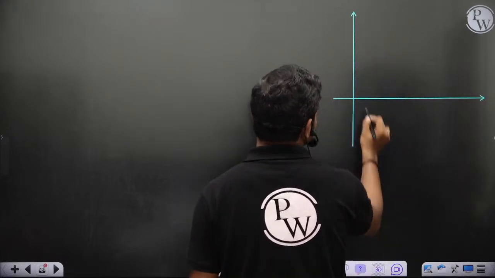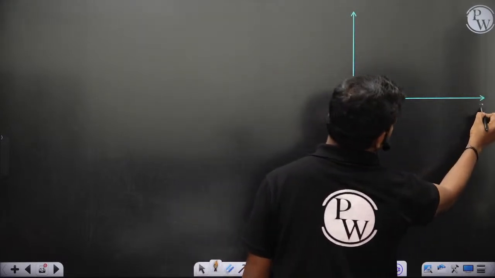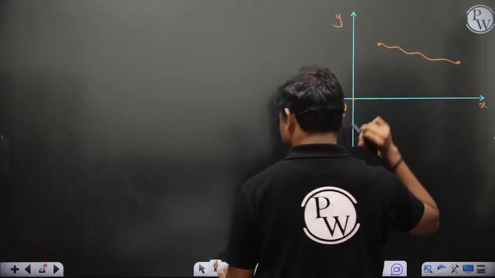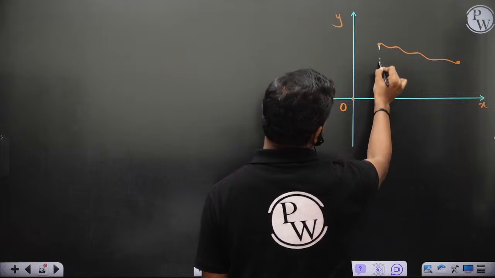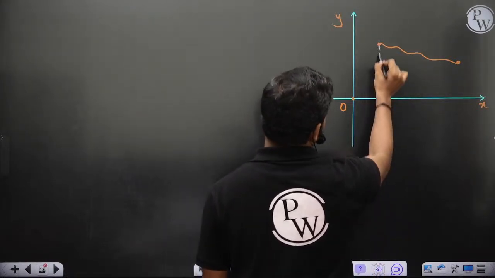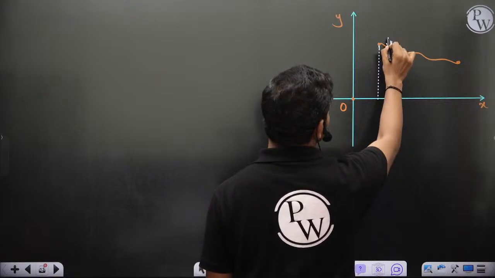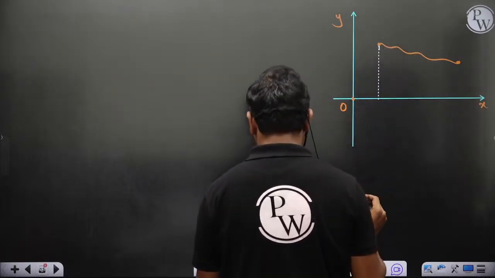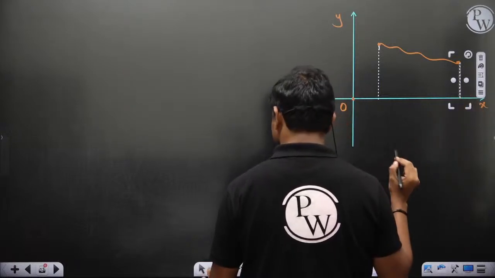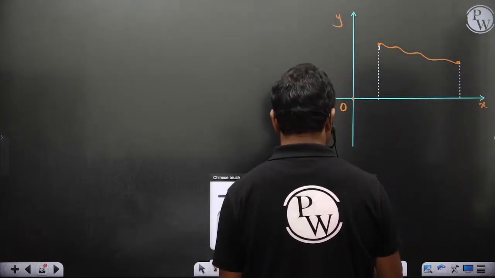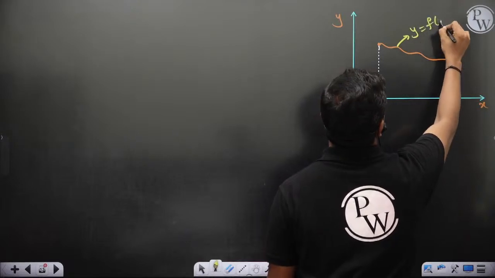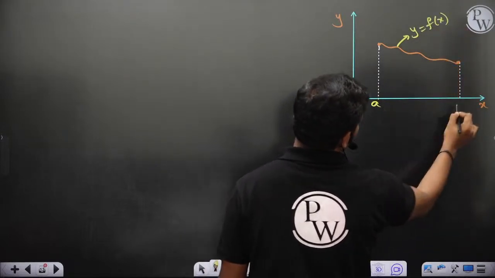So let's solve this. Origin x, y. If you take a curve like this between x is equal to a, okay, so let's say this is x is equal to a and this is x is equal to b, of course. F of x, x is equal to a and x is equal to b.